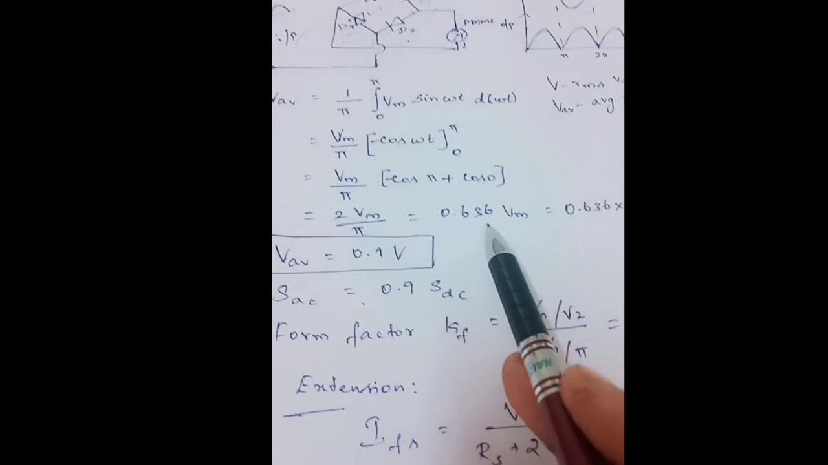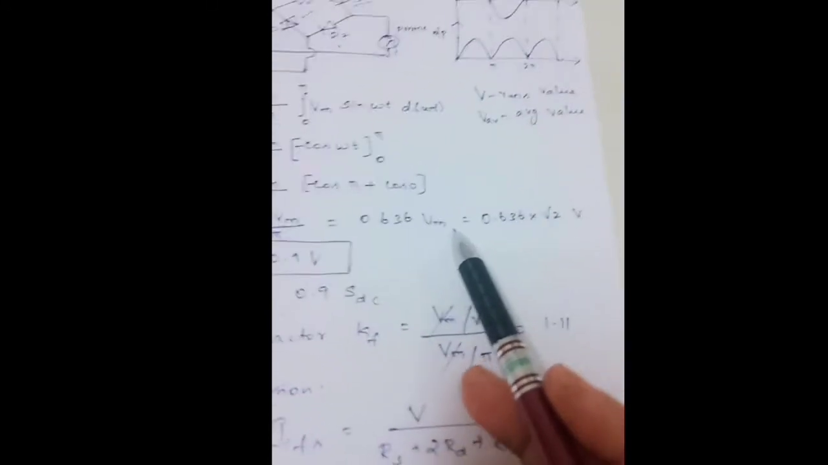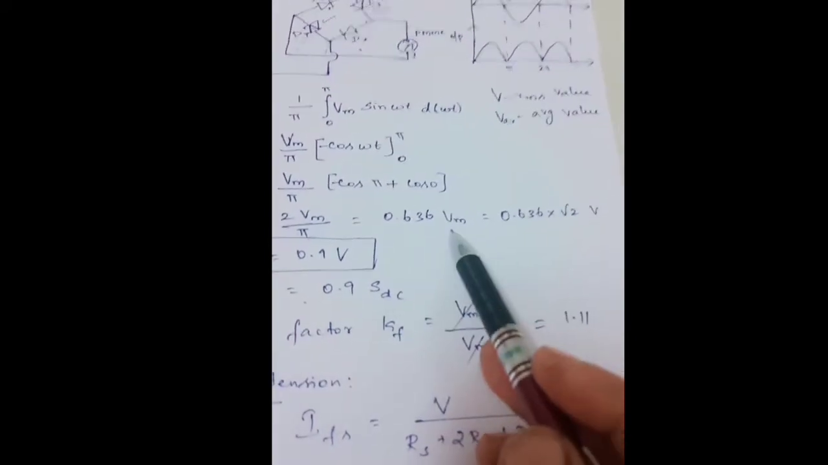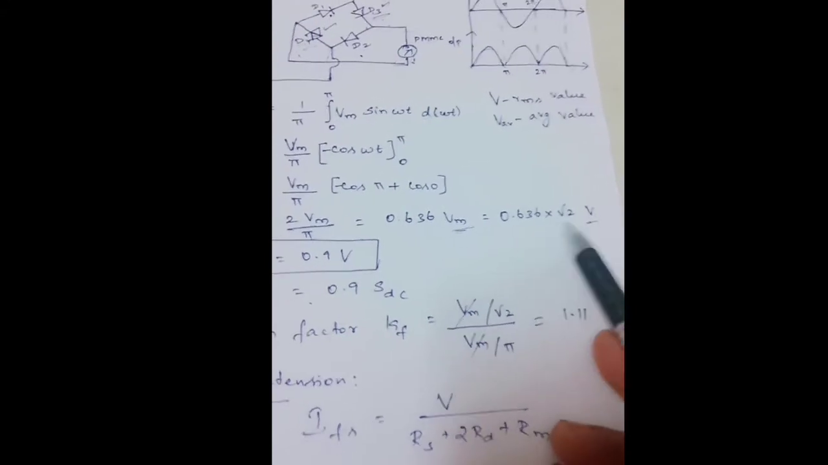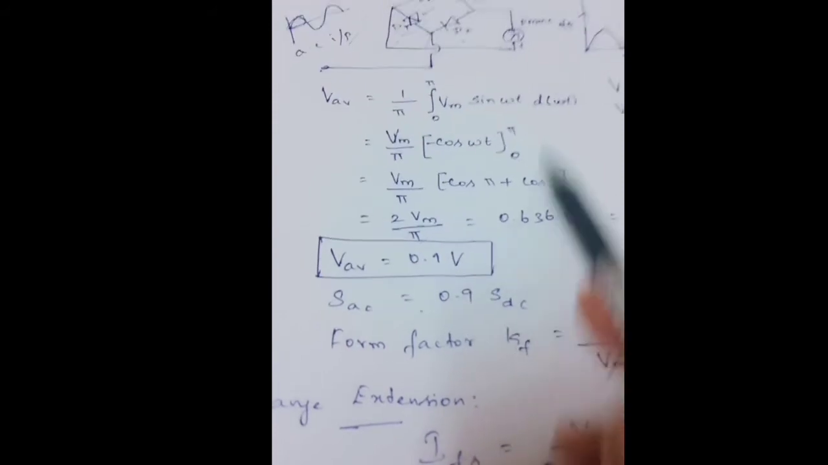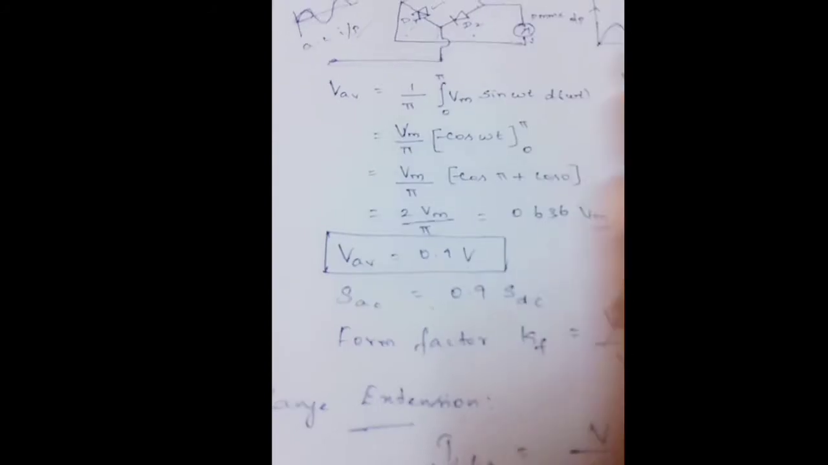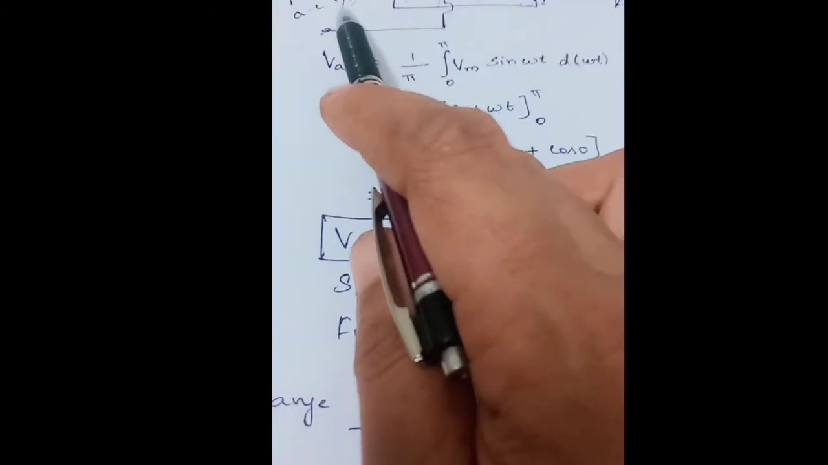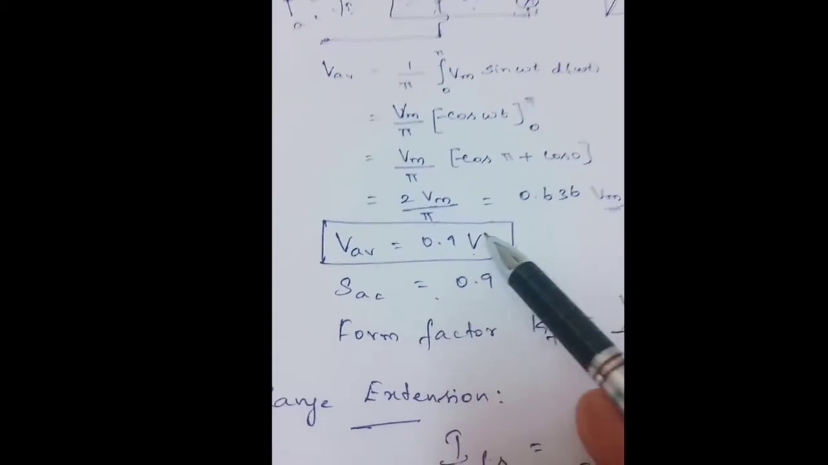When we simplify this, 2 by pi will be 0.636 into Vm. Instead of Vm, I am going to substitute the RMS value, so it is root 2 V. When we multiply these two, we get V average equal to 0.9 V. So the PMMC instrument here will show 90% of output when we make use of AC input. Whenever the input is AC, at the output stage we will have 90% of output.